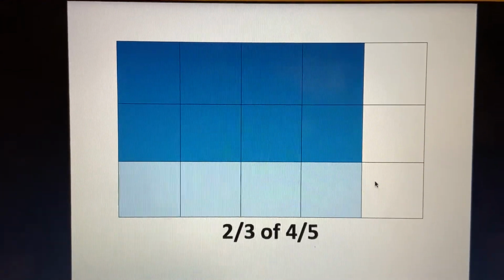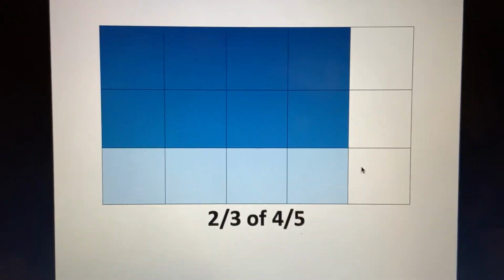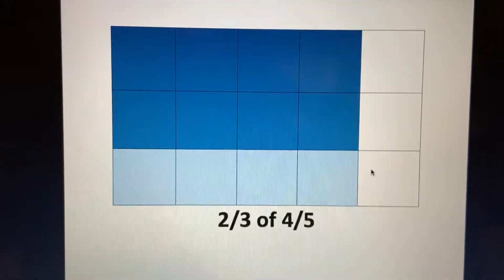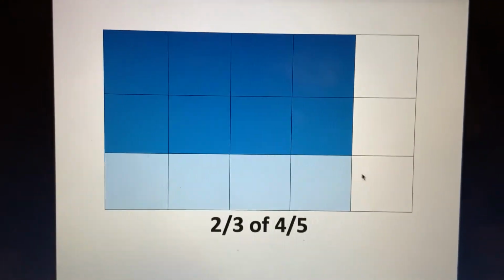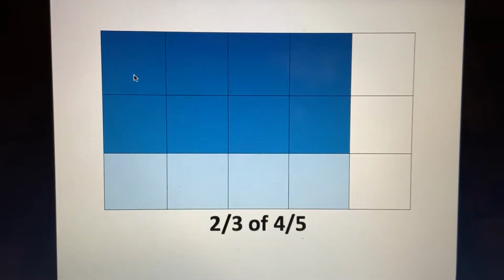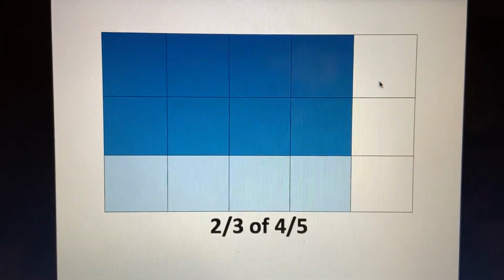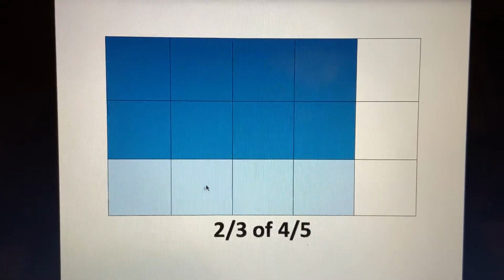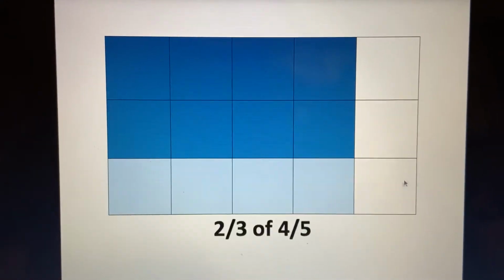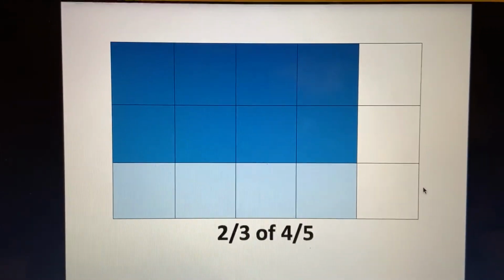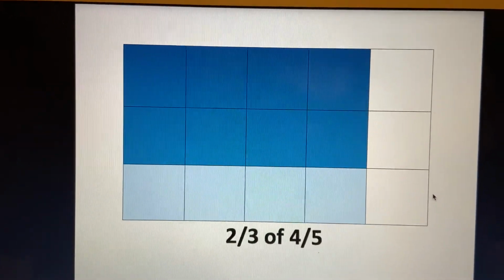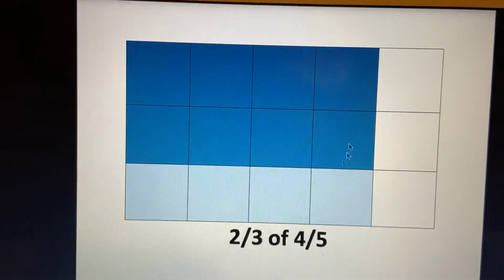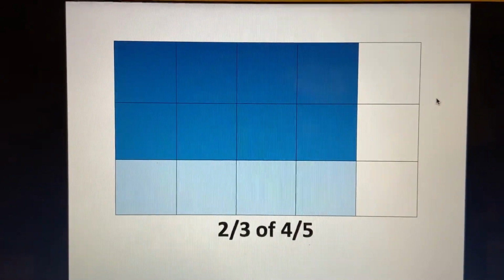So now the total number of pieces is the denominator, so we need to go back to our original rectangle, and we cannot ignore the unshaded pieces anymore. The total number of squares here is 15: 1, 2, 3, 4, 5, 6, 7, 8, 9, 10, 11, 12, 13, 14, 15. So that is why you can multiply straight across the denominators to find your answer, because 3 times 5 equals 15, and that is the same as how many pieces we have here.